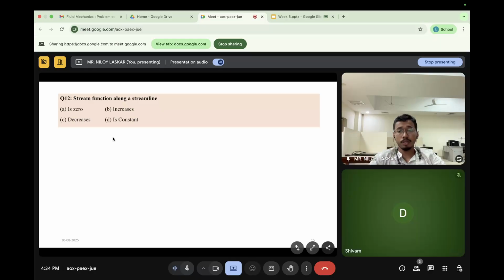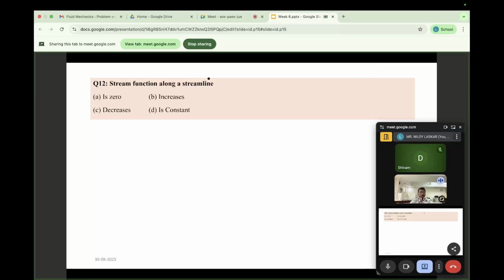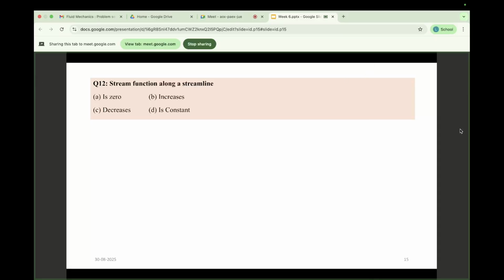So just the fundamental is essential. You can easily answer this one. Okay, Shivam has responded quickly. He is on option D. Okay, so without wasting time, I'm going to solve this one.